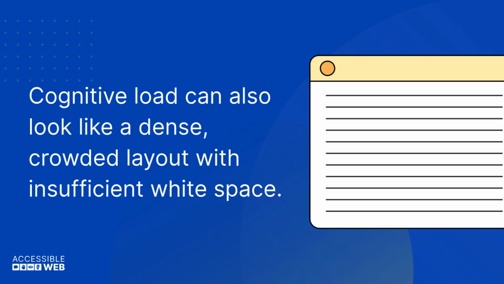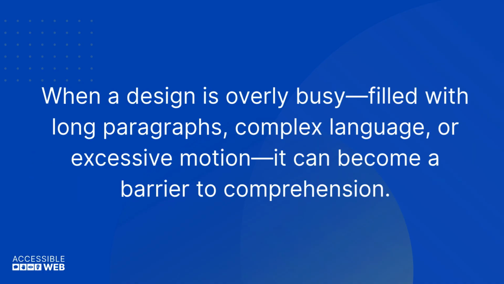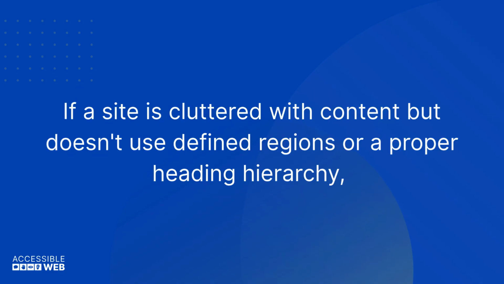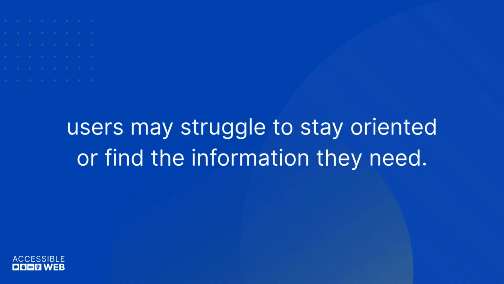Cognitive load can also look like a dense, crowded layout with insufficient white space. When a design is overly busy, filled with long paragraphs, complex language, or excessive motion, it can become a barrier to comprehension. For users navigating non-visually, such as screen reader users, cognitive load can stem from a lack of clear structure. If a site is cluttered with content but doesn't use defined regions or a proper heading hierarchy, users may struggle to stay oriented or find the information they need.